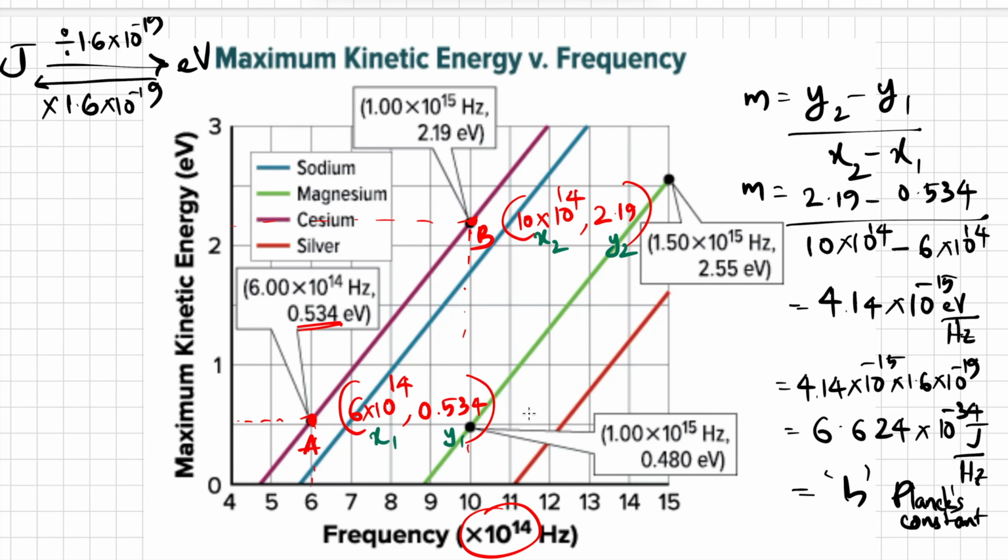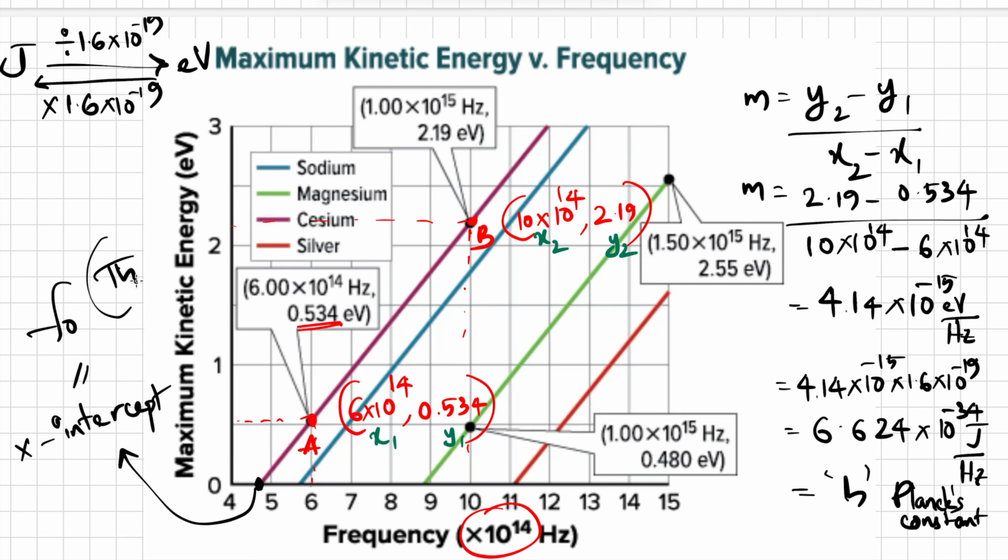Now there is one more thing. So the x-intercept for cesium, this is the x-intercept, right? The point where the graph intersects the x-axis. This is the x-intercept. And that is the threshold frequency f0. That is f0, the threshold frequency of cesium. And now for sodium, this is the threshold frequency.